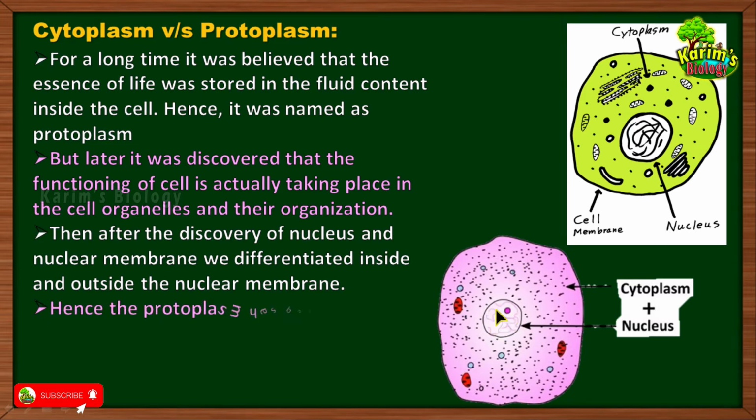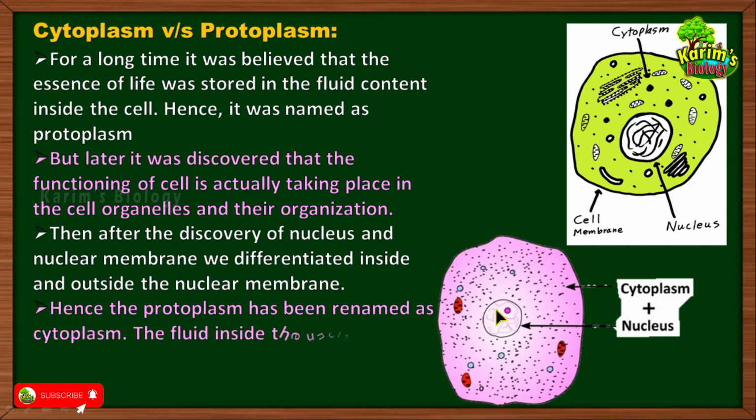So that's the reason why the protoplasm has been renamed as cytoplasm, and the fluid content inside the nucleus has been named as nucleoplasm. So what is there in a cell? In a cell there is a fluid filled part, and there is a nucleus. Within the nucleus again there is another material present that is called nucleoplasm.